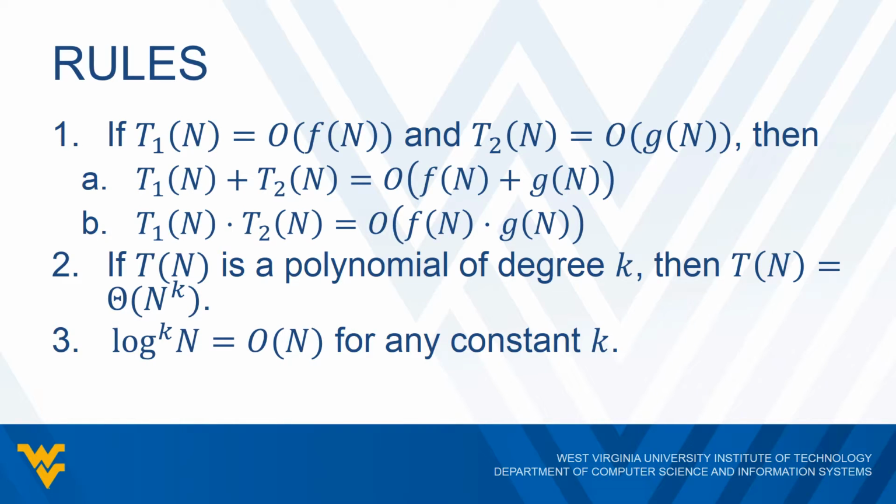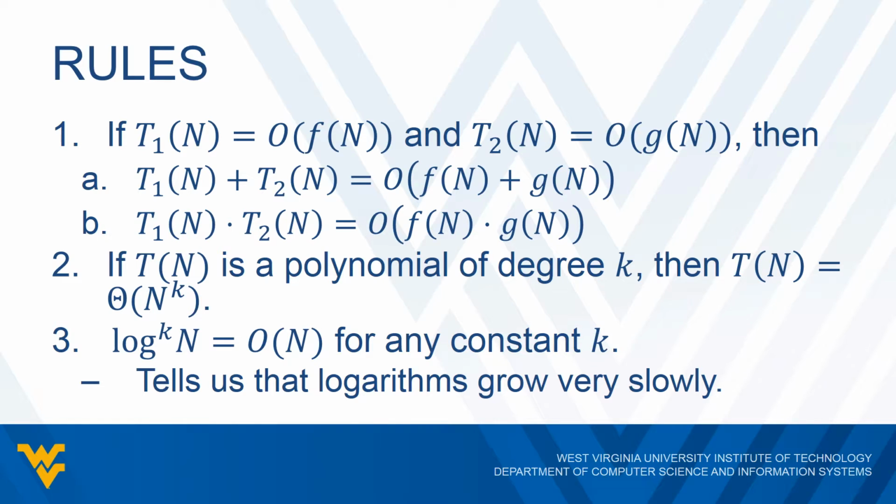And then our third rule, and this is an interesting rule actually, where log to the power k of n is O of n for any constant k. So let me repeat that. Regardless of whatever value k is, it can be 1,000, log^k n is O of n. And what this tells us is that logarithms grow very slowly. So we can say that the upper bound of this is always going to be linear time.